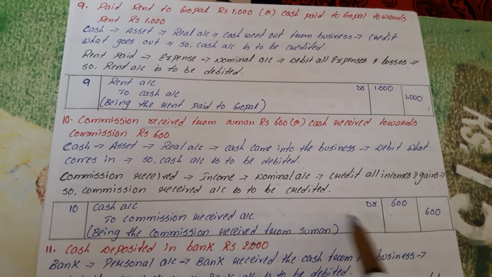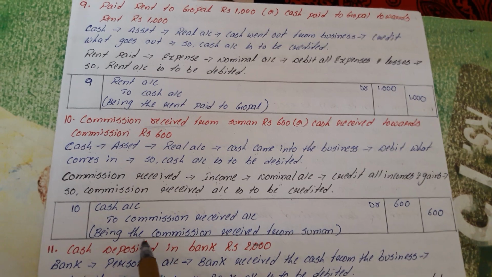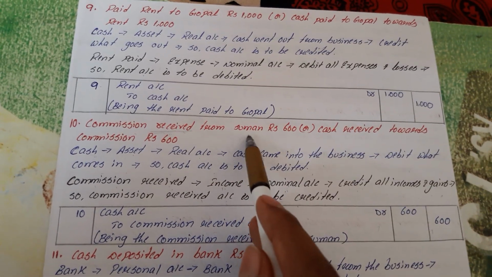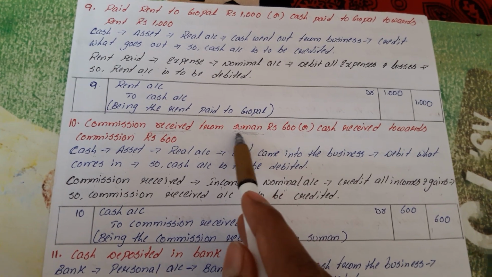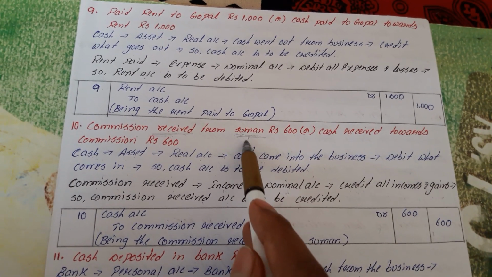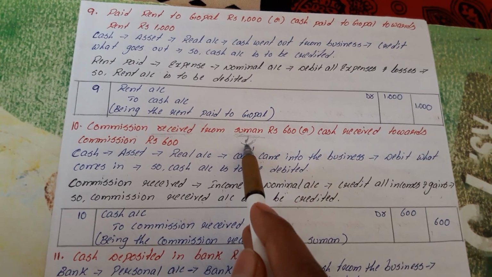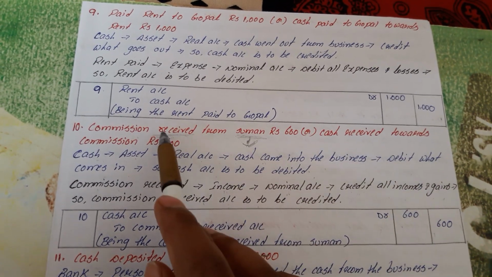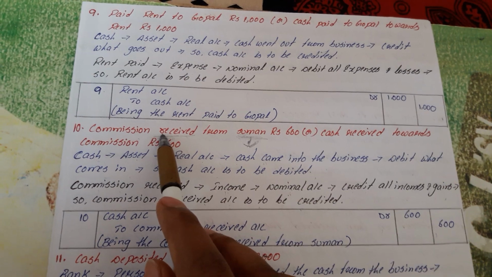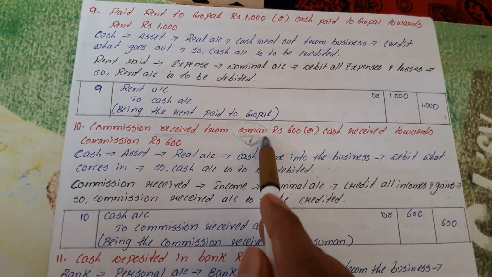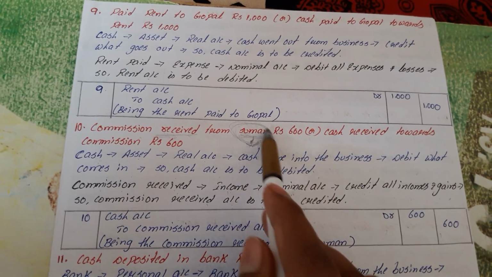That is cash account debit 600 to commission received account 600. You may be asking why we haven't involved the person's name. Here the person's name is not important for us, because Suman has given us commission, and in the form of commission we have received cash. Is the name of the person, Suman, important? It is not important for us.